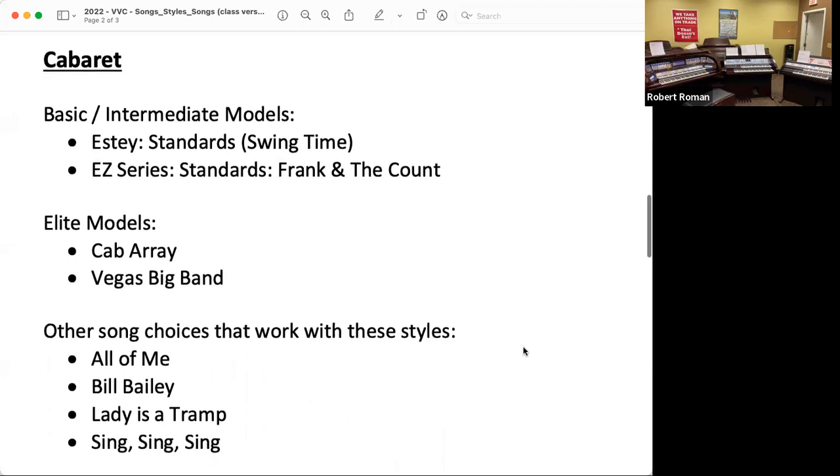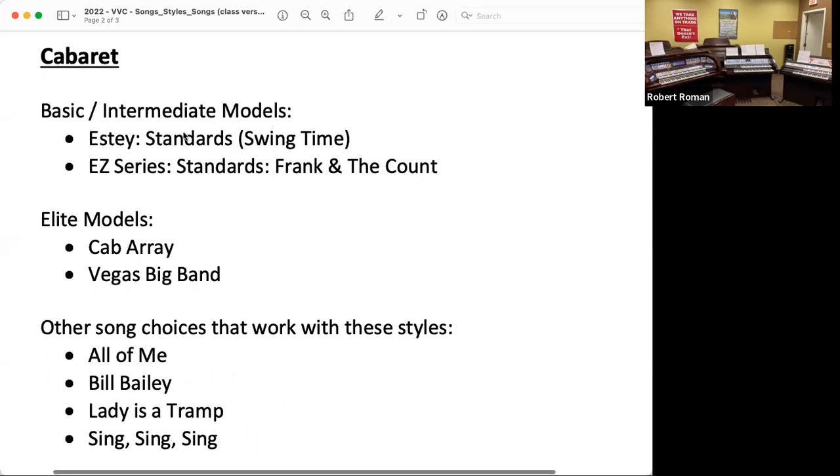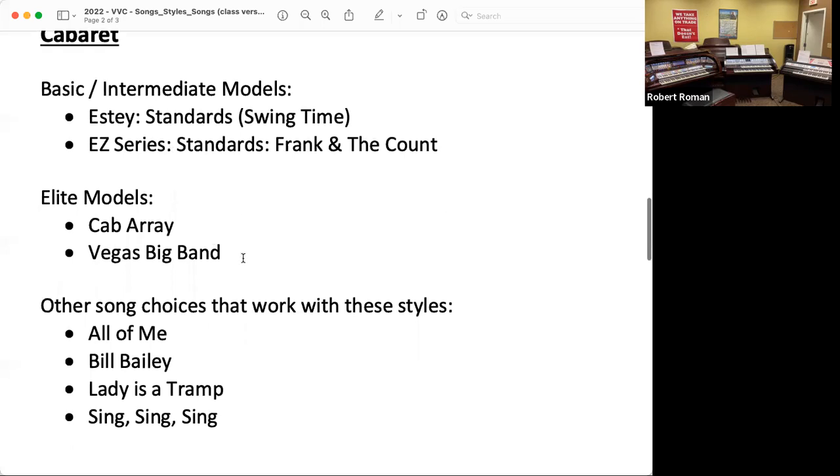Yeah. So you'll see I put the obvious choices for people who have the Estey, standard swing time. Easy series, and when I say easy series, make a note, Fanfare and Journey owners as well: Frank and the Count. Elite models. Now this gets a little tricky because there are some models that are not super high end, but may have the Vegas Big Band. So you want to look on your instrument to see if you have this Vegas Big Band.